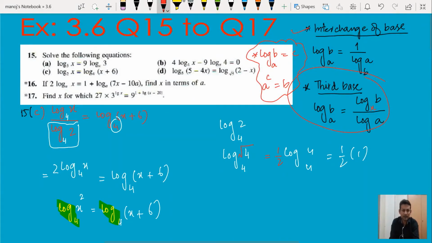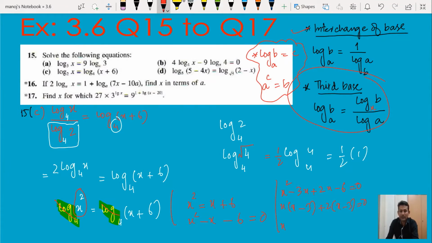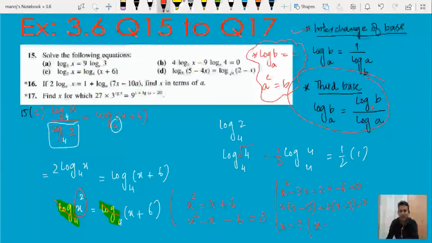Normally students say we cancel this. Actually we do not cancel this, we compare. So what is left now? x square is equal to x plus 6, and x square minus x minus 6 is equal to 0. When we simplify this, what factors are coming? Minus to get 1, I think 3 and 2. Yes, 3 and 2 produce 6. So it is coming x minus 3 times x plus 2. So x is equal to 3 and x equals minus 2.